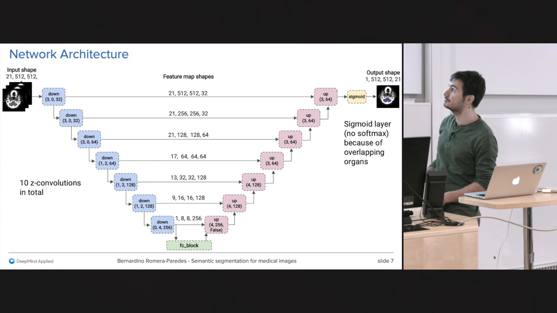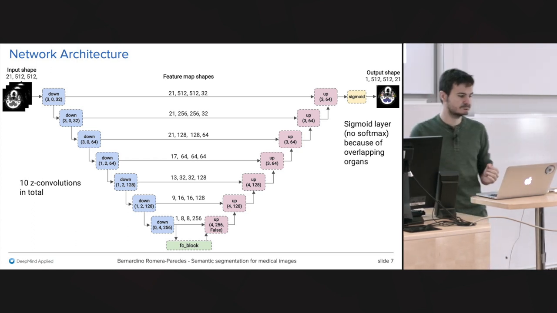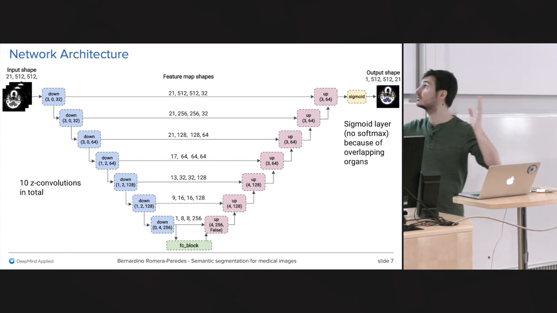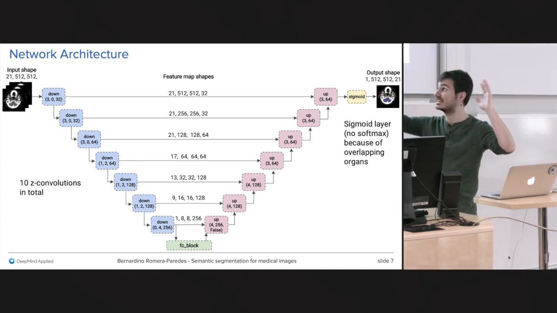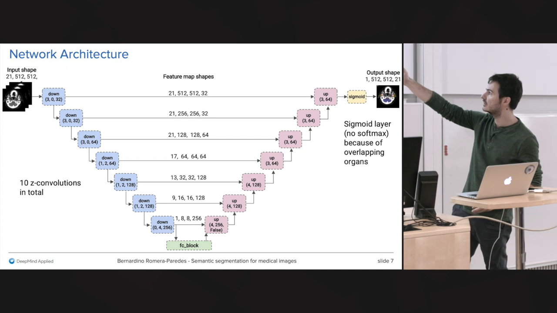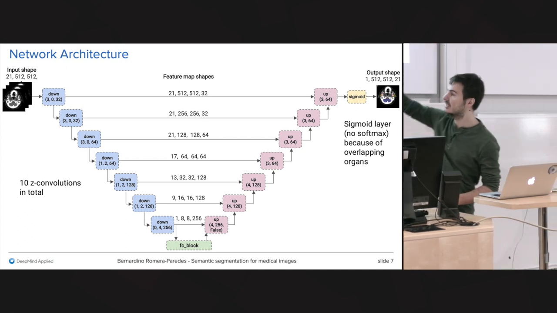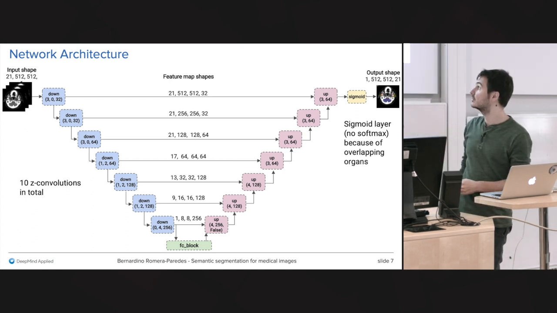So one thing to keep in mind here is that, due to memory constraints among other things, we cannot have the whole volume, the whole CT scan, as an input and have the whole CT scan as an output, because you have to keep a lot of activations in memory along the process so that you can backpropagate through them in the backpropagation side of the training process.